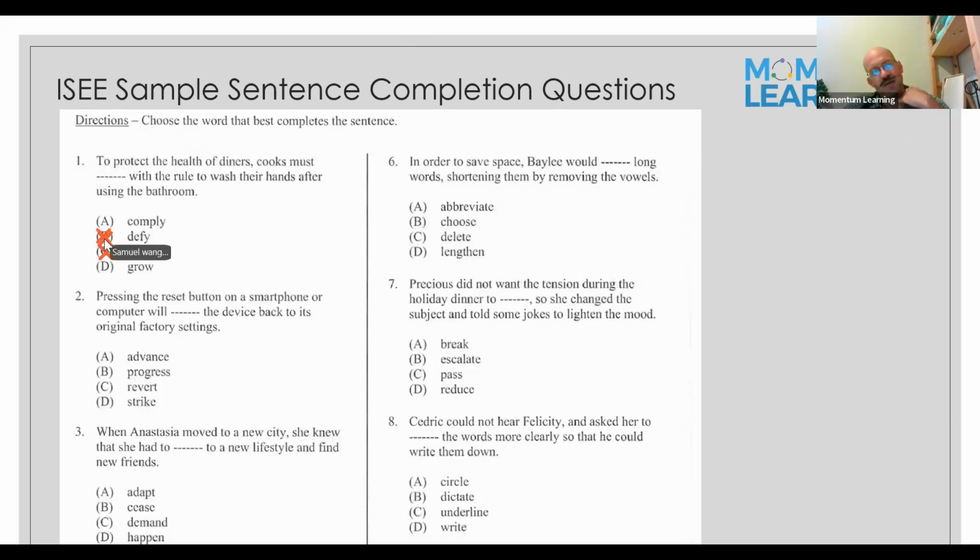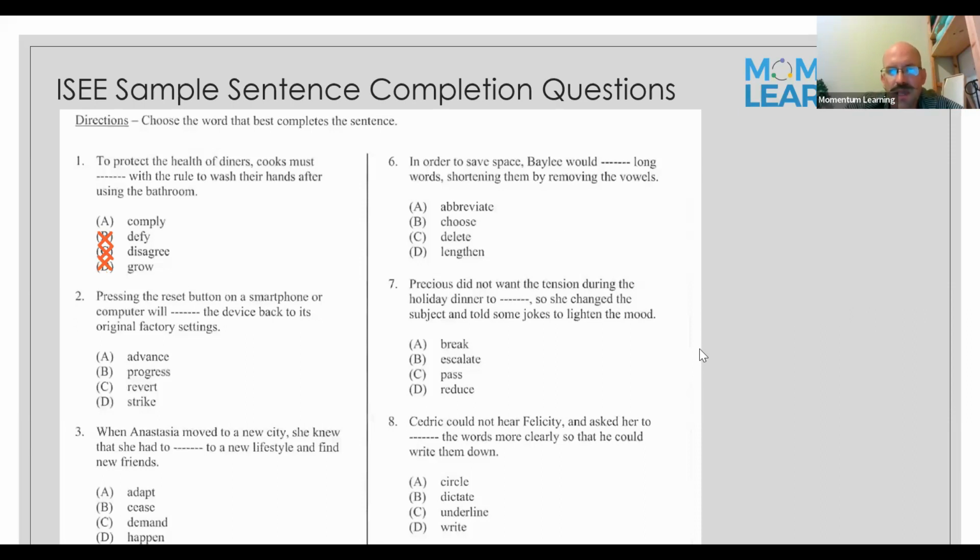And then we look at comply and grow. Cooks must comply with the rule to wash their hands after using the bathroom. Makes absolutely 0 sense to begin with. All right, Olivia, let's look at number 7 together. Precious did not want the tension during the holiday dinner to blank, so she changed the subject and told some jokes to lighten the mood.